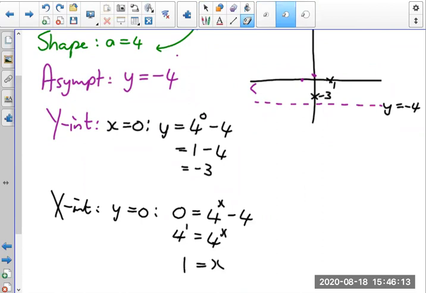So now I have my x-intercept and my y-intercept. So now I can draw my exponential equation, my exponential graph.